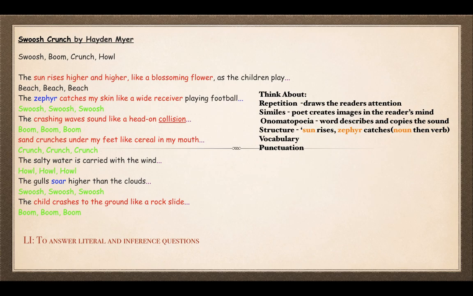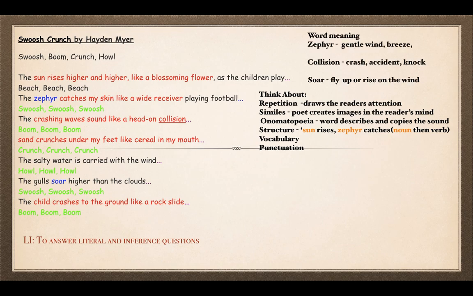Now what happens here is this poem generally starts with a noun followed by a verb. So sun is the noun and rises is the action that's taking place, so it's the verb. And zephyr is the noun and catches is the action. So that's how this poem tends to work. And then I've got below that vocabulary and punctuation.